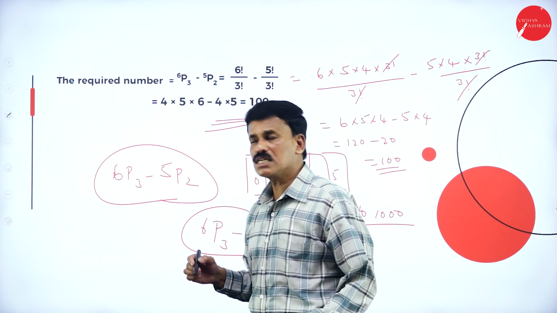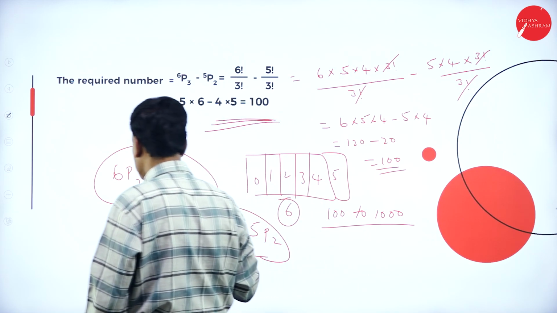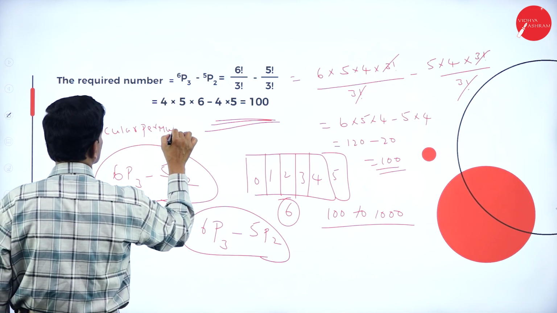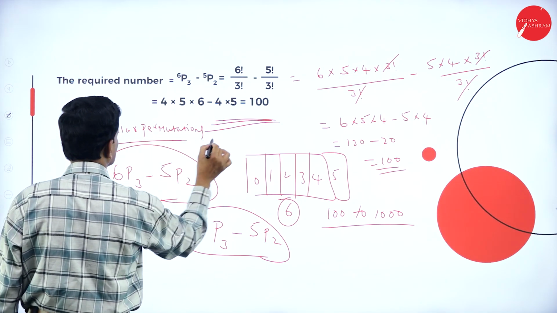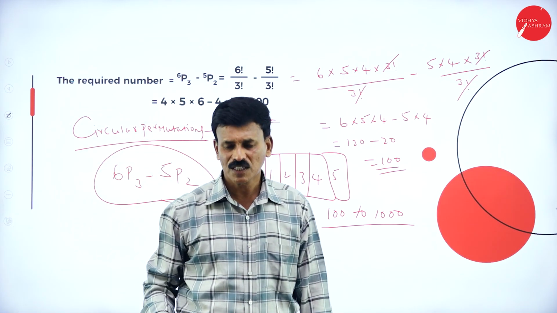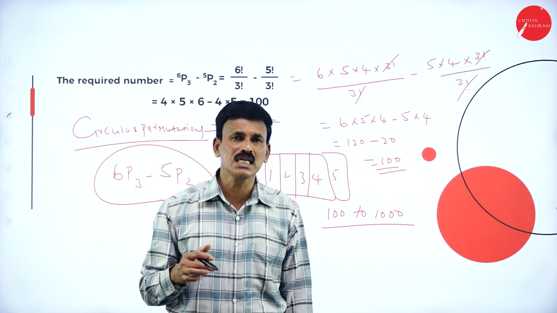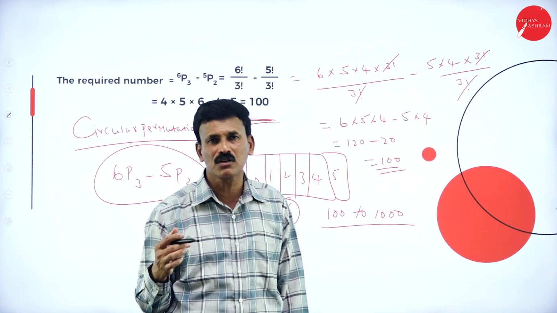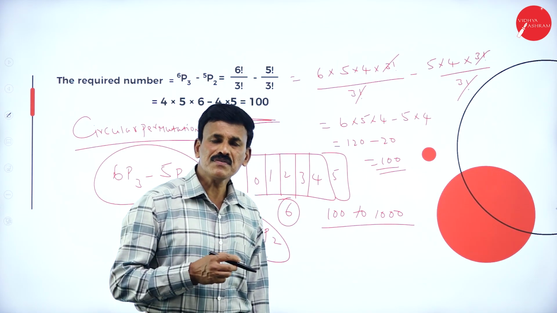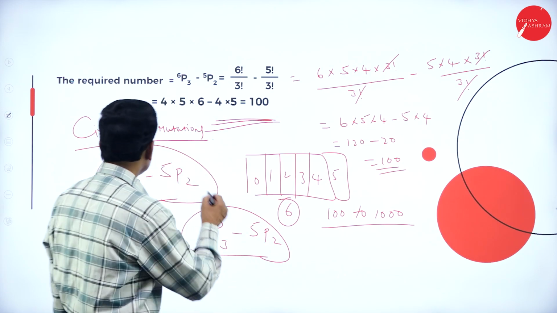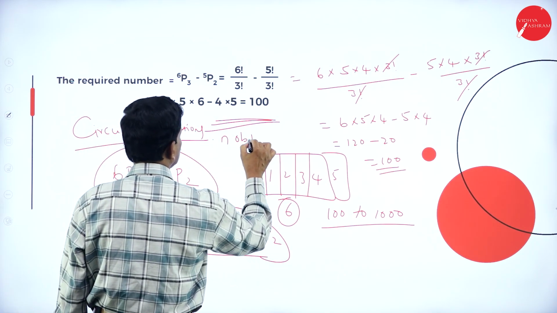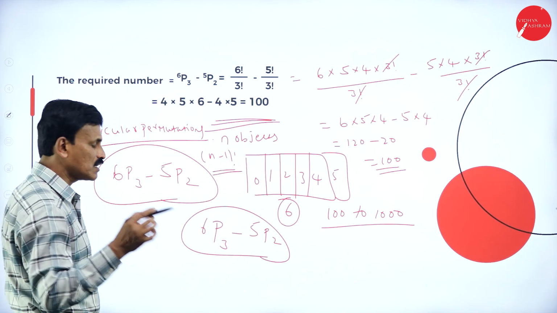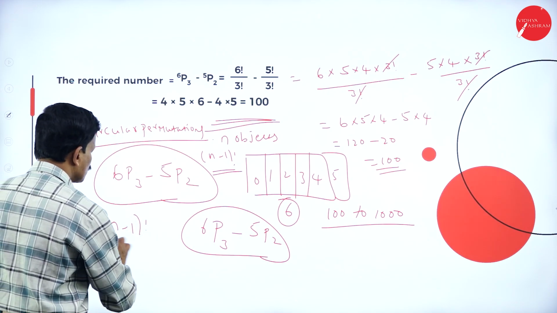Now let us learn about circular permutations. What is circular permutation? The arrangement of n objects in a circle is called a circular permutation. The number of circular permutations of n objects is always equal to n minus 1 factorial. So the number of circular arrangements of n objects is n minus 1 factorial.